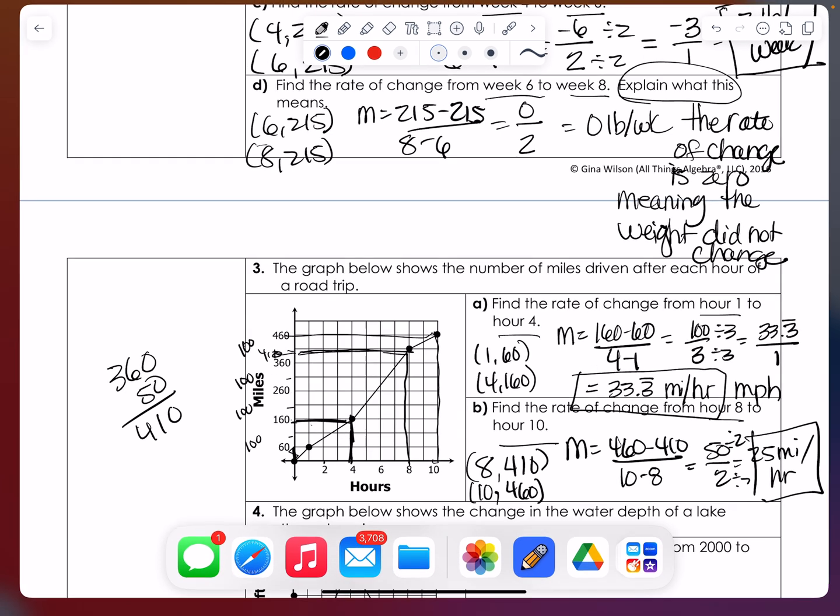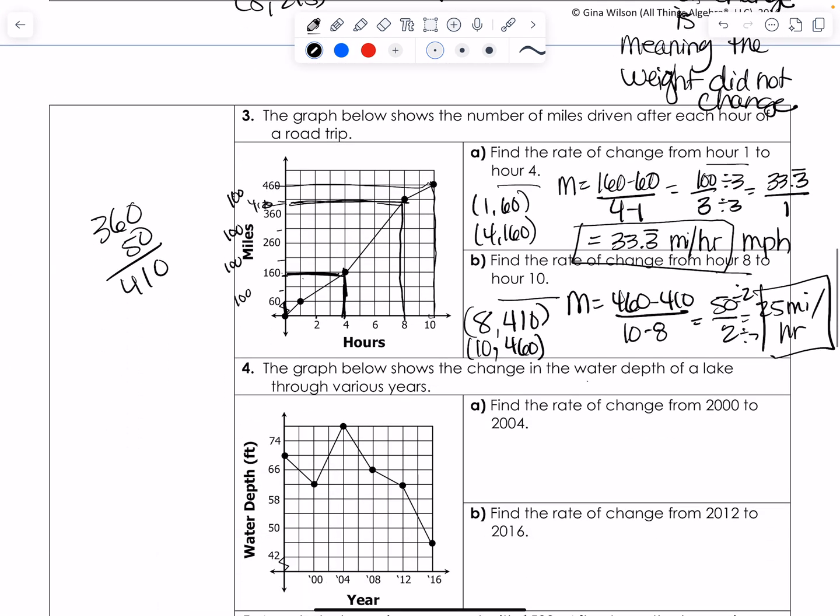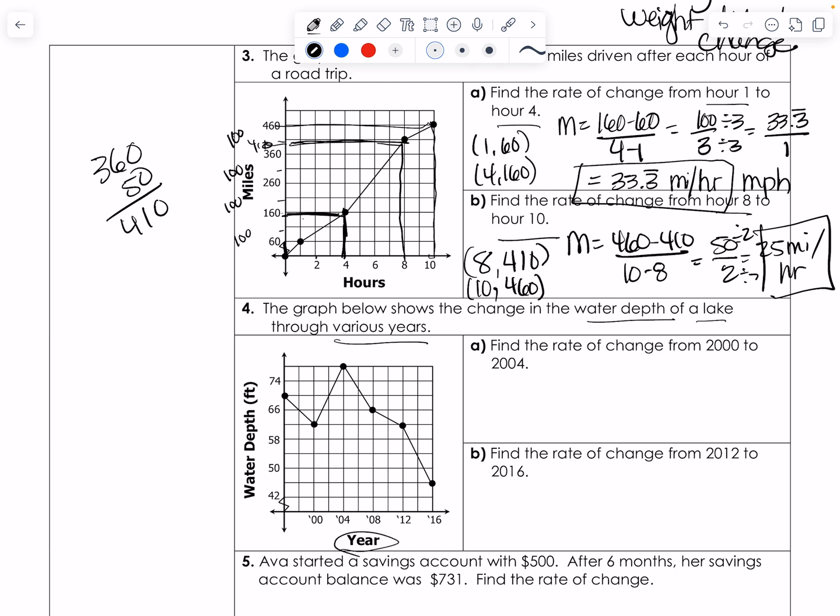Okay, next problem is going to be water depth in a lake over years. So we have our years at the bottom. Here's our years, and this is the depth. So if we find 2000, here's my 2000, and I go up, and you've got to figure out how do you get from 58 to 66, and you're going to take half of that. So on this one right here, we know that this is going to be 62.